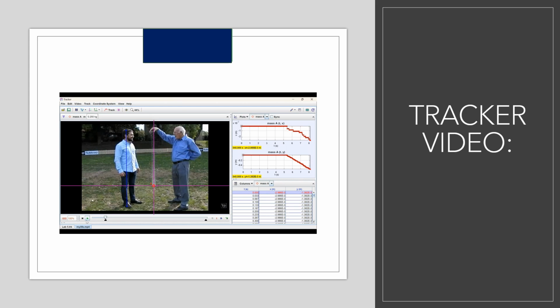Here is my Tracker video. I first screen recorded the given Slinky video, and then I set the calibration stick to the man's height, and for this lab we will assume it's 1.75 meters. I started plotting my points when it was dropped from rest, starting from the bottom of the Slinky.